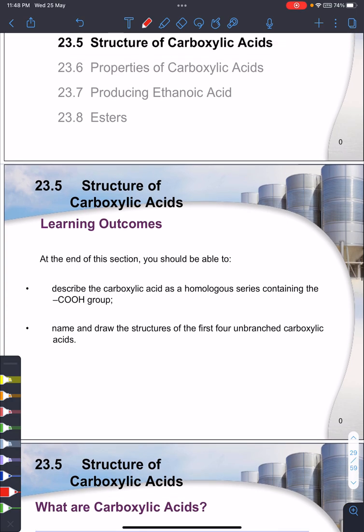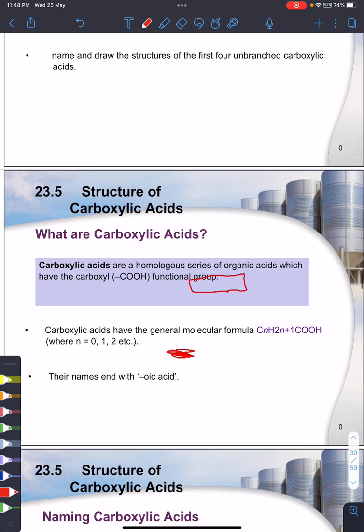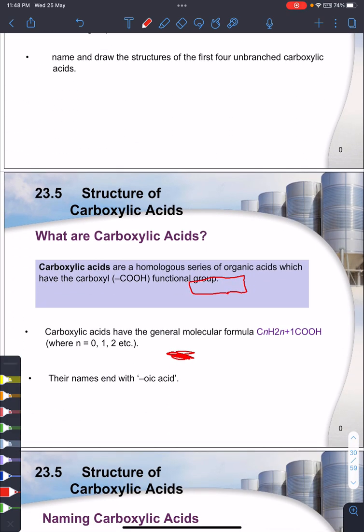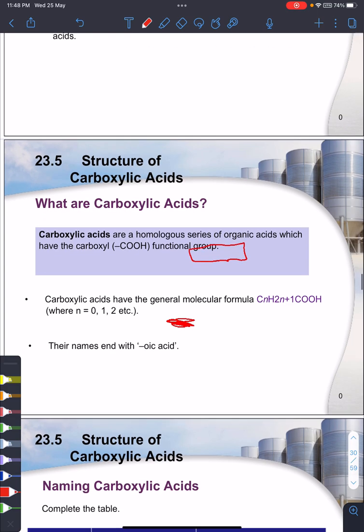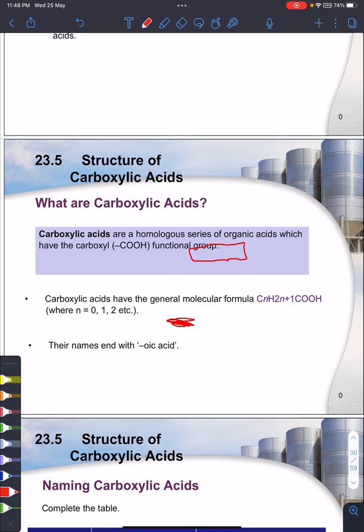Okay, we can move on to the next one, carboxylic acid. Wow, that's fast. So carboxylic acid means they must have the COOH group. Oh my god, the molecular formula is so long. Oh no. A little bit unfortunate, but we do have to take note.